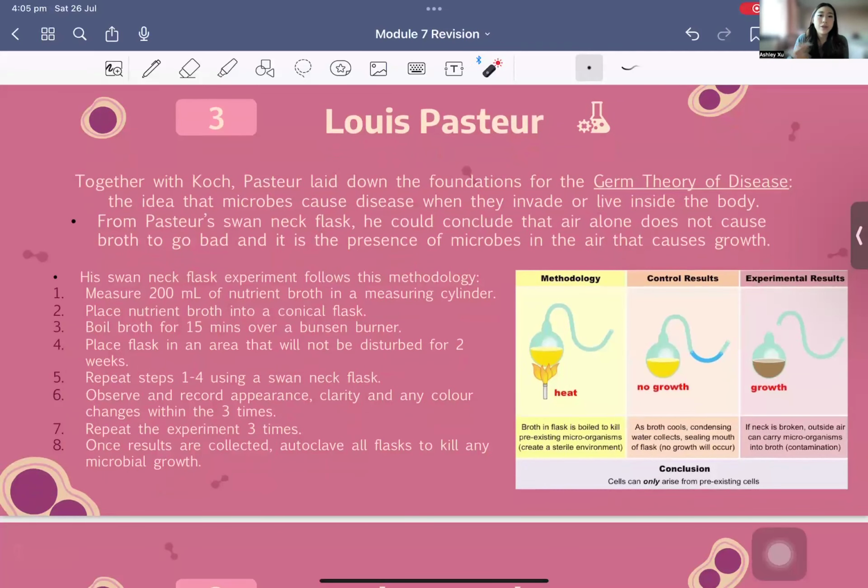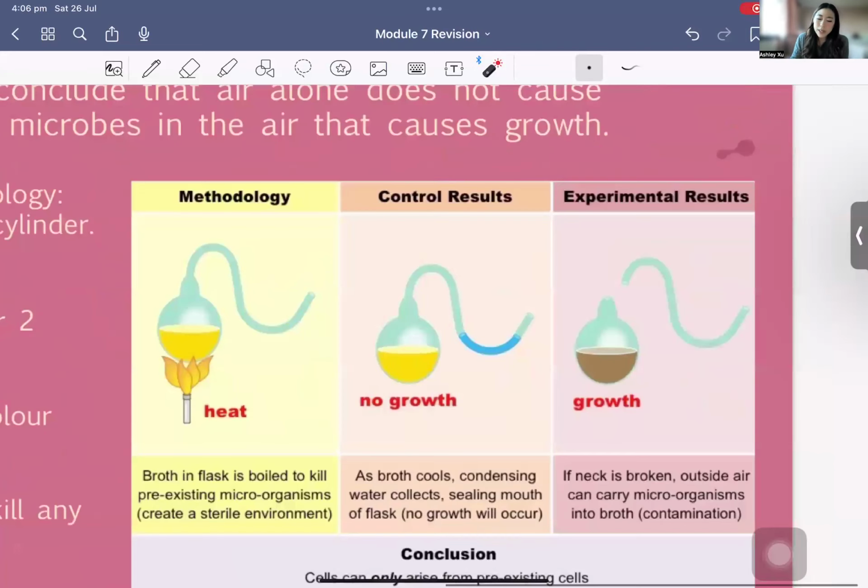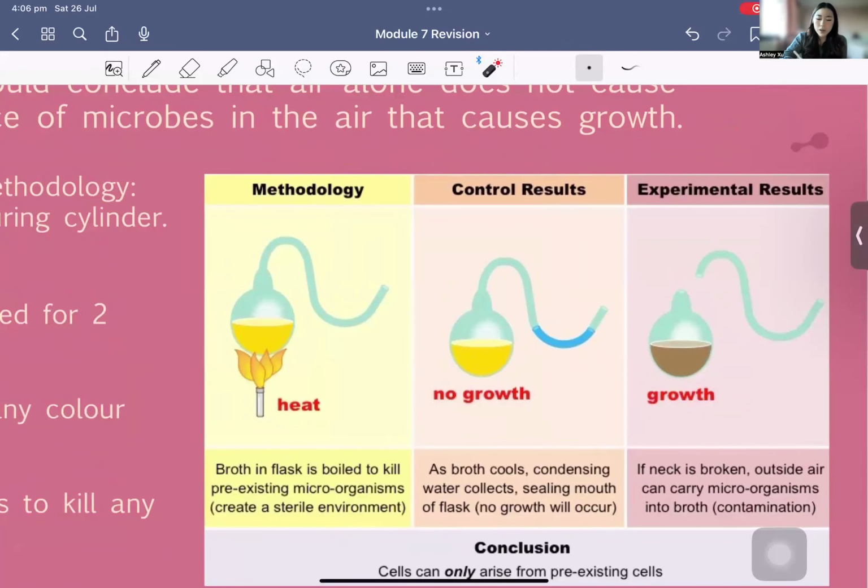How did we come to this conclusion? We had Pasteur's experiment, his very famous swan neck flask experiment. Very quickly, what did he do? You should remember his methodology. However, it is quite long, so if you remember the general idea, I'll be happy with that. So what he did here was he got some swan necks. We call it a swan neck because the flask has this very curly neck, as you can see here, and he got a couple of these flasks.